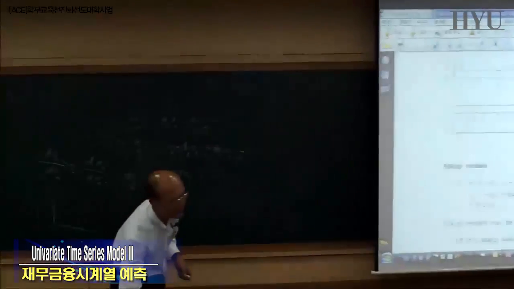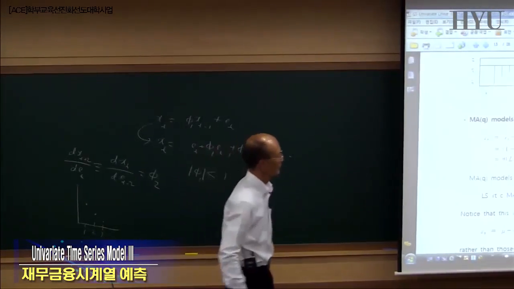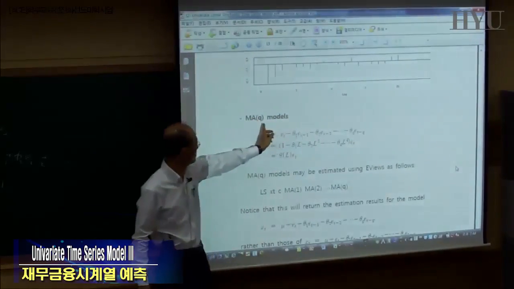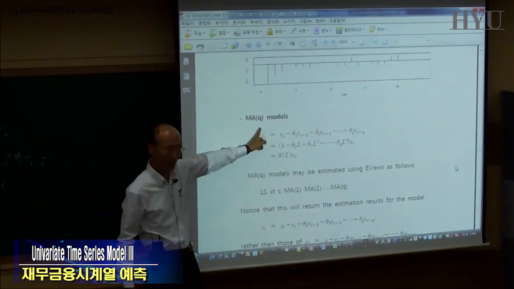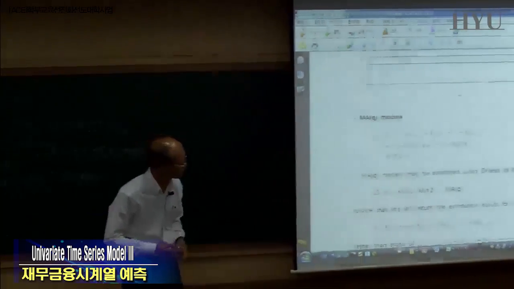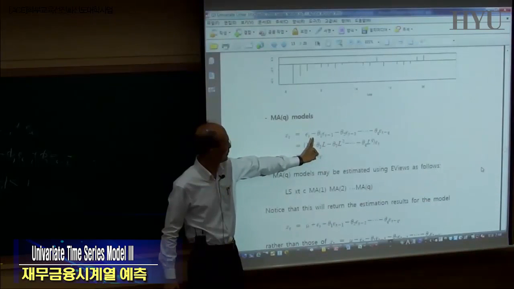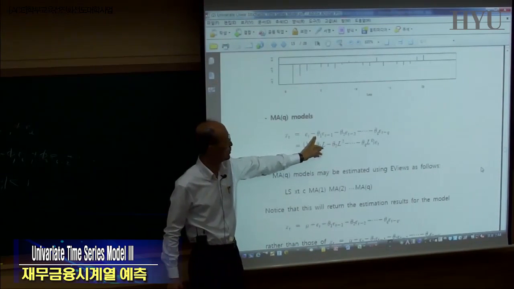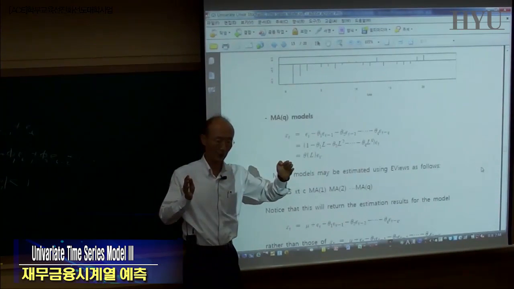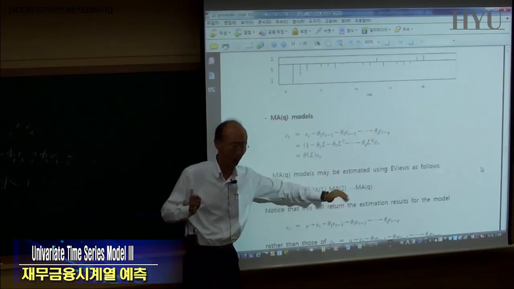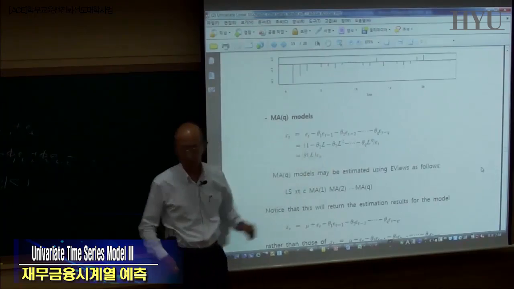Okay. If you have Q lags, then of course that's MAQ process. So autocorrelation function will cut off after lag Q and then 0, right? So that case.